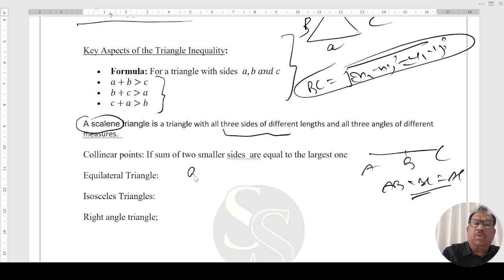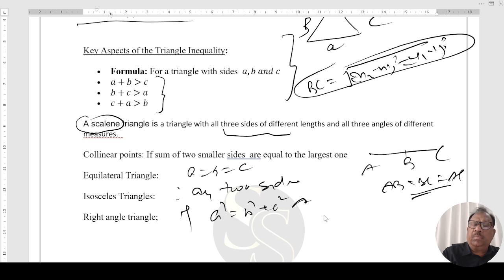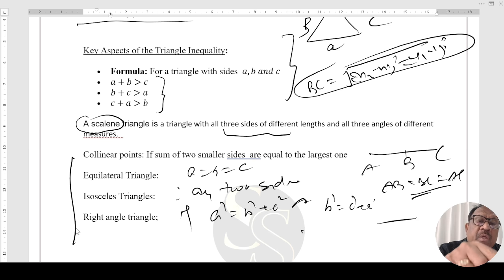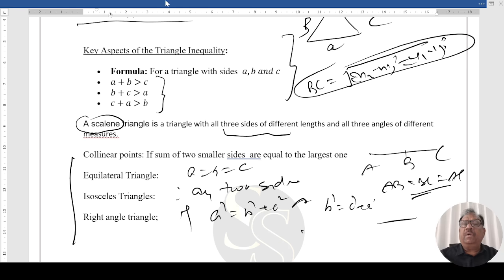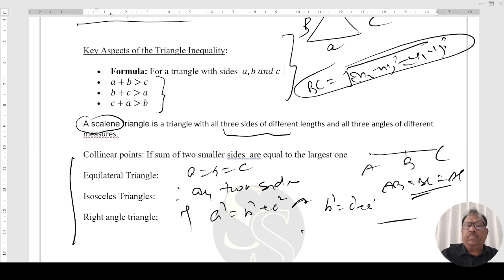If all sides are equal, a equal to b equal to c, it is equilateral. If any two sides are equal, it is isosceles. If a square equal to b square plus c square, or b square equal to c square plus a square, or c square equal to a square plus b square, it is a right triangle. This is all regarding the nature of triangle. When a triangle will form, this condition is to be satisfied. Right? Next question.